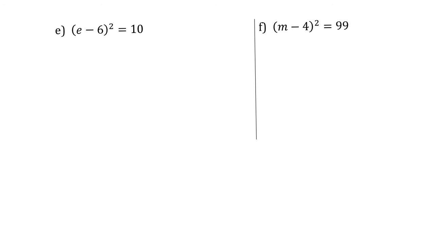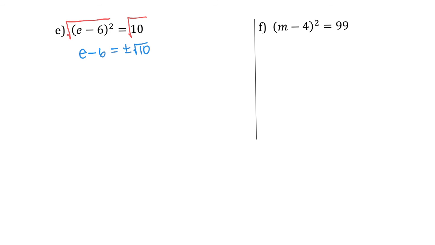Okay, but the method of solving will be the same, so I'm going to cancel the squared. E minus 6 equals the square root of 10 is irrational. Can I simplify it? Square root of 5, square root of 2. No, I don't know the square root of 5 or square root of 2. So I'm going to leave it square root of 10, but I'm going to get a positive and a negative answer.